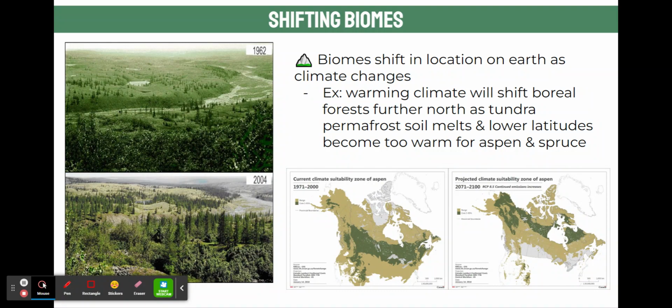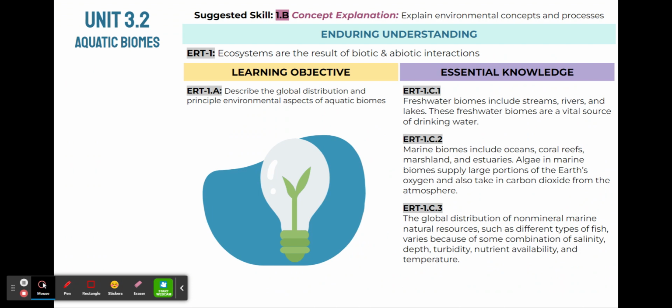So, as the Earth is experiencing global climate change, biomes can shift in location on Earth, and we're seeing this now with the melting of the ice caps. It's getting warmer in the tundra regions, meaning that parts of the boreal forest can shift upwards. The warming climate will shift the boreal forest upwards as tundra permafrost soil melts, and lower latitudes become too warm. So that is topic 3.1.